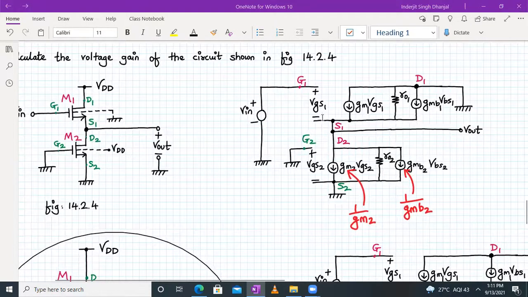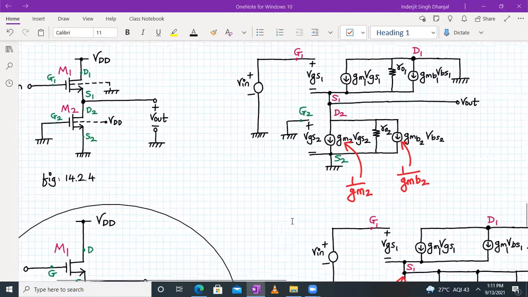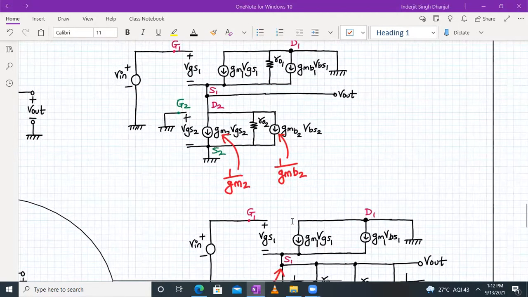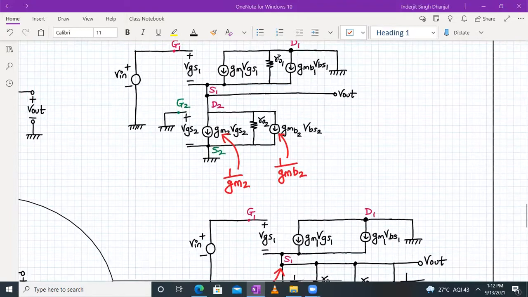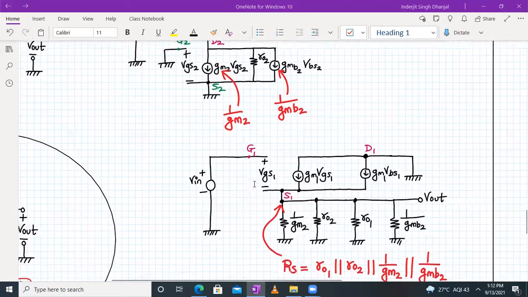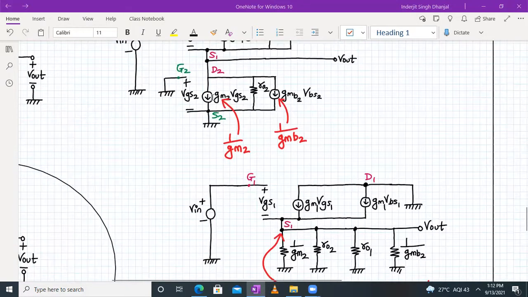So here you can see source terminal, it's connected to V out, other terminal is connected to ground. Same is the case with the drain terminal. Drain terminal is connected to V out terminal, other terminal is connected to ground. So this RO1 also will come in parallel. The upper part of this circuit will remain the same. In the lower part, we will have RO1 parallel to RO2. So as you can see, we have RO1 and RO2 in parallel.